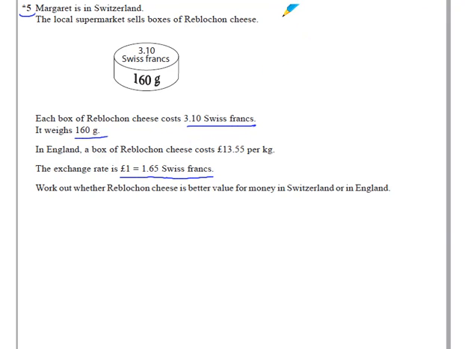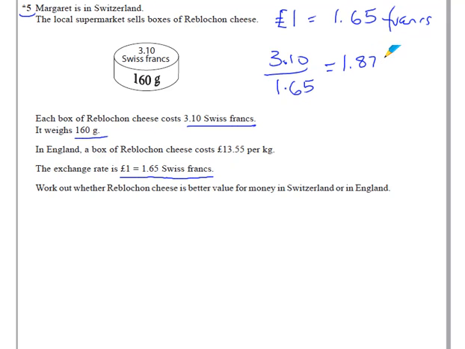So look at the currency first. We've got £1 is equal to 1.65 francs. We know we spend 3.10 francs. We're going to see how many 1.65s there are in 3.10. That will tell us how many pounds you spent. So 3.10 divided by 1.65 is 1.878787. That's what our calculator display gives us.